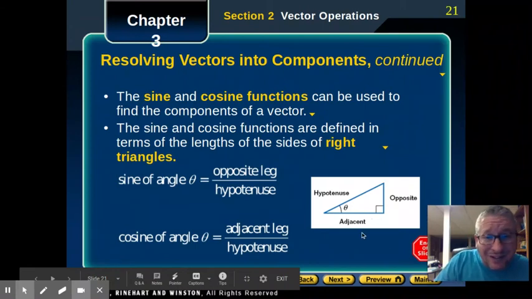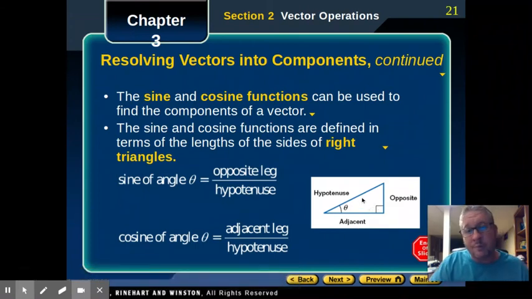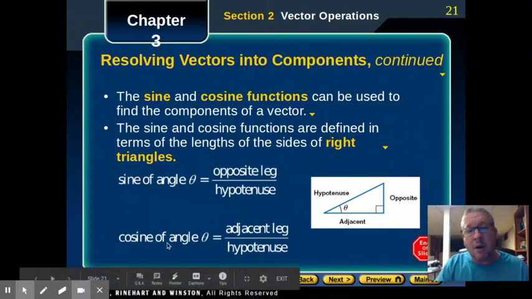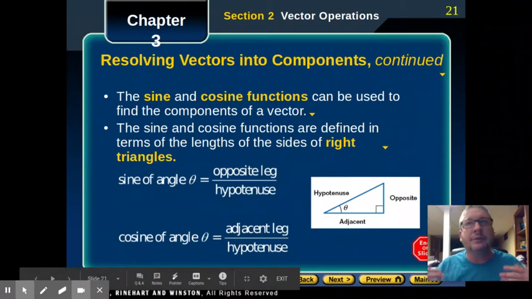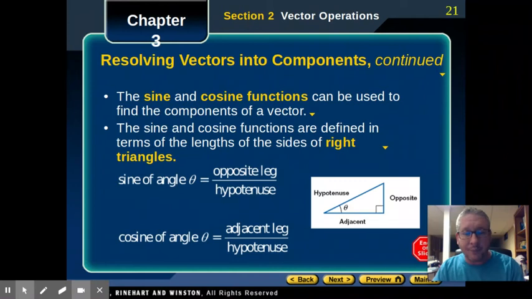Oftentimes in a situation like this, the sine function is going to be our y, or vertical component, and our cosine will be our x, or horizontal component. You can change that around depending on the motion of the object and what your origin is. So you have to pay careful attention to that idea.